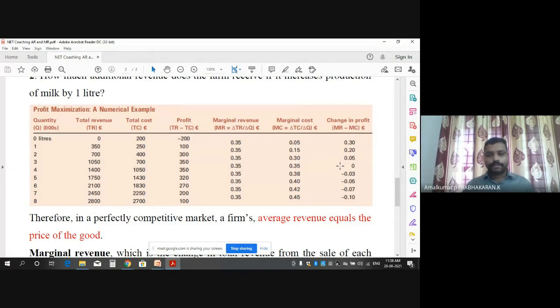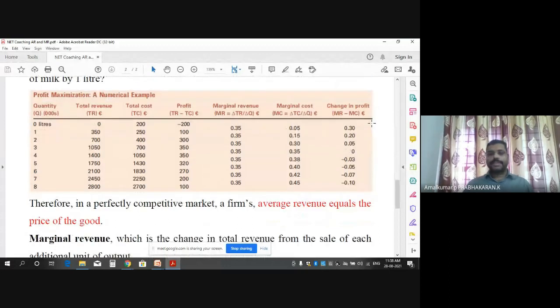Up to 2,000 liters, we get a positive change in profit. But if we produce an additional unit, the change in profit is negative. This way we can compute the marginal revenue, the marginal cost, and the change in the profit of a particular commodity.